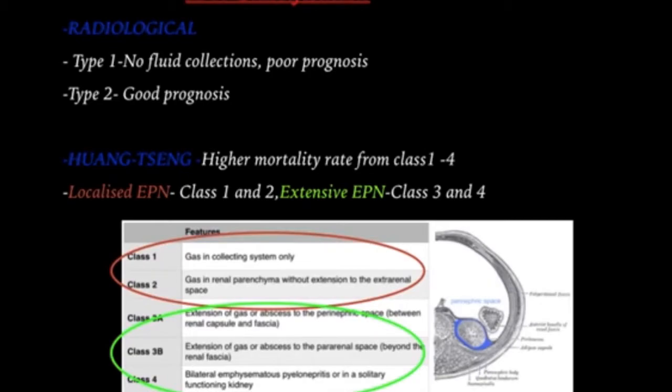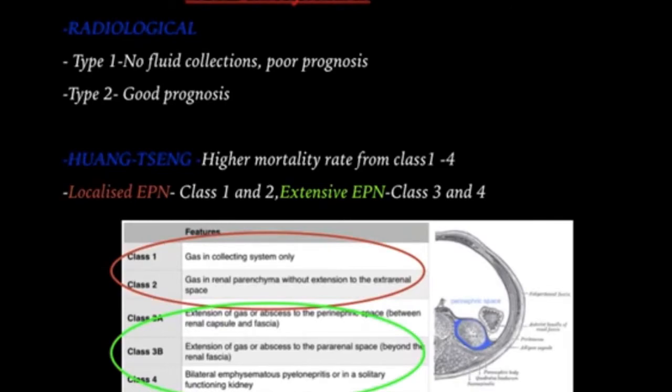Coming to the classification of emphysematous pyelonephritis, there is a radiological as well as the Huang-Tseng classification. Radiologically, we classify it into type 1 and type 2. Type 1 has no fluid collections and indicates a poor prognosis because more than one third of the renal parenchyma is involved. In type 2, the prognosis is good, few fluid collections might be present, and less than one third of the renal parenchyma is involved.